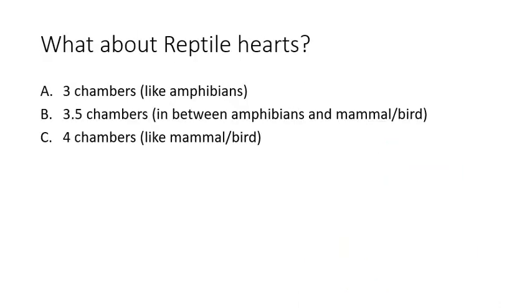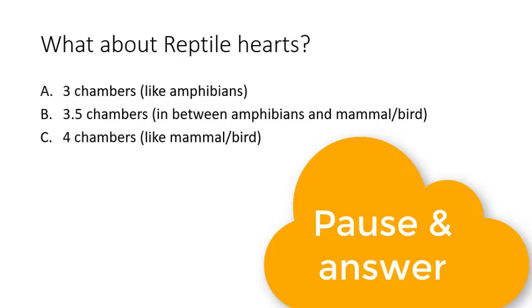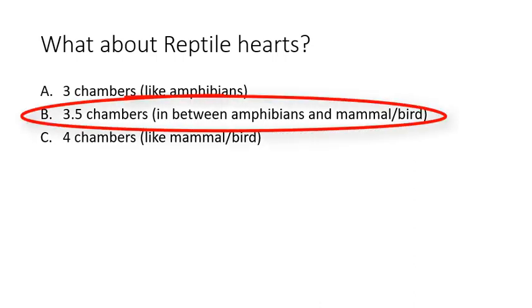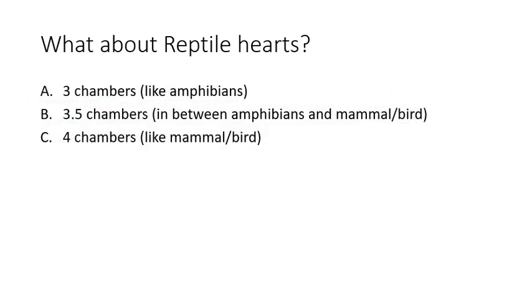What about reptile hearts? What do you think? Reptile hearts have a partially divided ventricle. It's more efficient than the amphibians, mostly separating the oxygenated from deoxygenated blood. Reptiles need more efficiency because they only have their lungs for respiration. They can't use their skin to exchange gases, but their heart is not quite as efficient as birds and mammals since reptiles are ectothermic. They don't need that level of efficiency.